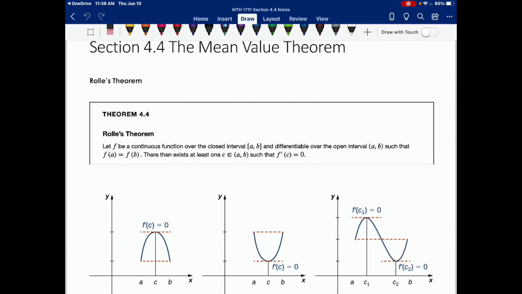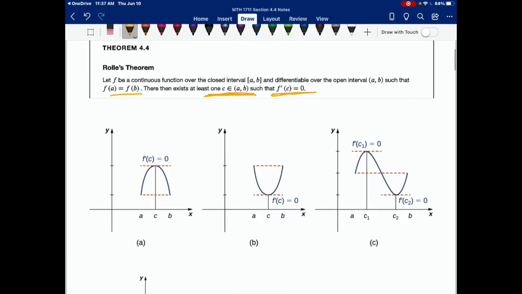And then the last criteria is that if you have your endpoints and you plug them into the function and you get the same value of y, so f of a is equal to f of b, then there must exist a value of c, so another x value on that interval between a and b, so that when I plug that value of c into the derivative, I'm going to get a value of 0. That is a lot of words, and sometimes it's hard to picture what that means. So let's go through the concept of that.